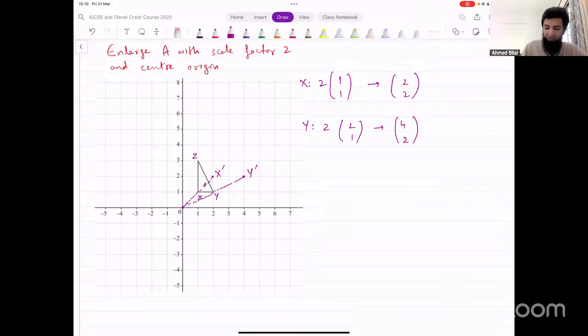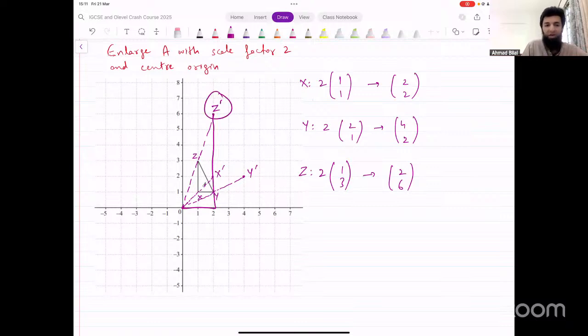And then finally, what about z? Whatever is this distance from the center of rotation, you just multiply that by 2 and you get to this point here. This is z prime. Again, if you wanted to think of it using the vector form, you would say z is 1 right and 3 up. Multiply that by 2, and that gives you 2 right and 6 up. So 2 right, 6 up, that gets you to the point z prime.